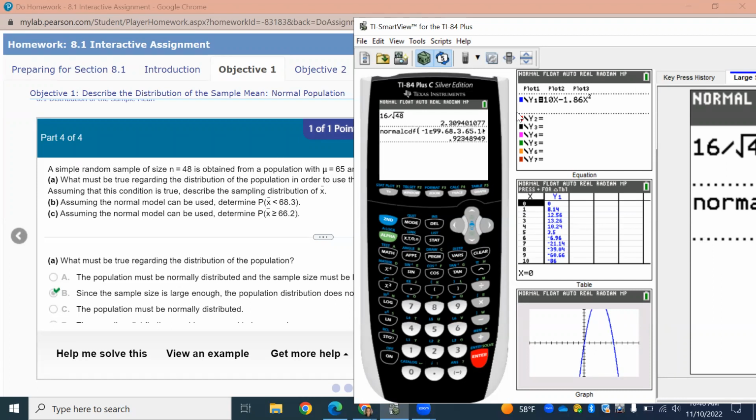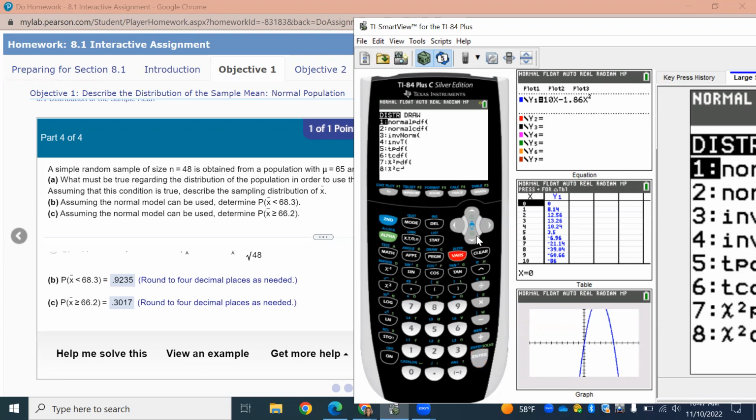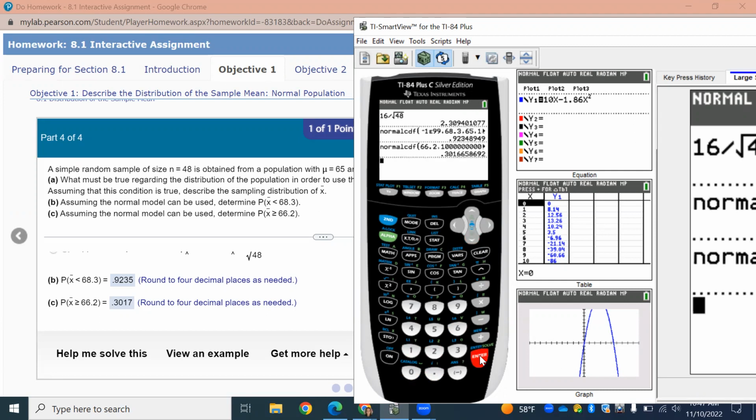Okay, so that gets me the same answer, the area to the left, which is 0.9235. And then same thing for part C, where the only difference is greater than or equal to. So instead of the lower bound being a really small negative number, it's going to start at 66.2, and I'm going to put in a really big upper number, so I'm just going to put 1 and a bunch of zeros. The mean and the standard deviation stay the same, and then we can just push enter, and that would get me my area to the right.